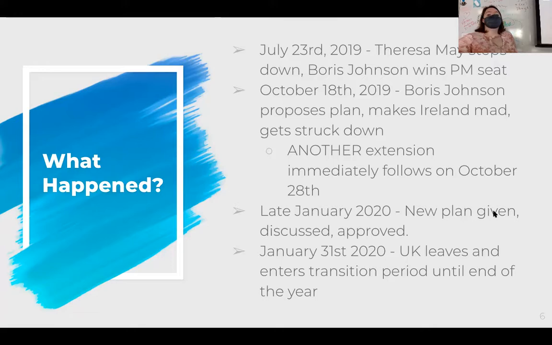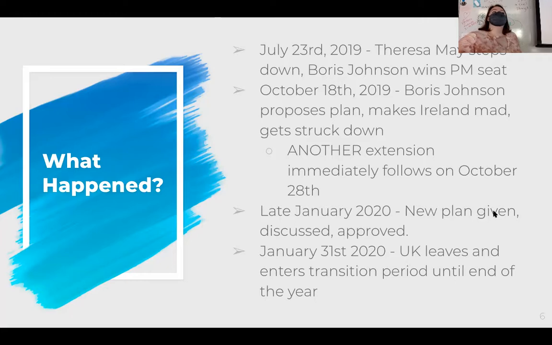So Boris Johnson becomes the prime minister in the middle of the summer of 2019. The deadline is still October 31st. So he spends the rest of the summer throughout the fall trying to figure out a plan that will be accepted by the European Union and all of those involved. And on October 18th, 2019, Boris Johnson proposes a plan, his first one.